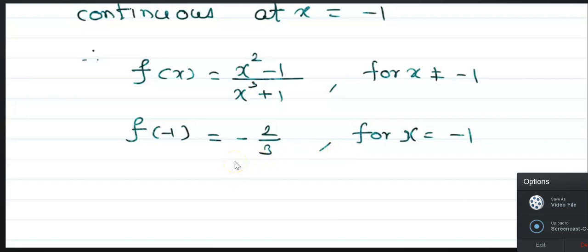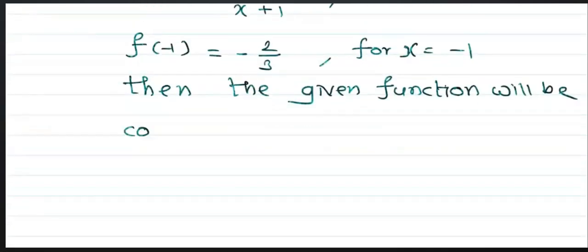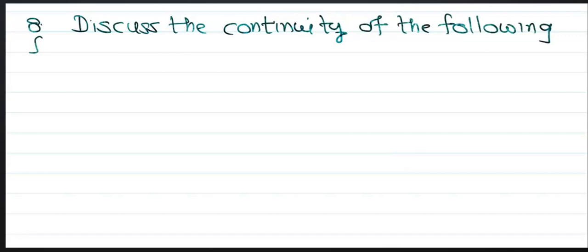Test whether the given function is continuous or not continuous. This was important, and after the perfection, then you can find out their extension. Now next is question number 8. Discuss the continuity of the function at the point indicated against them.